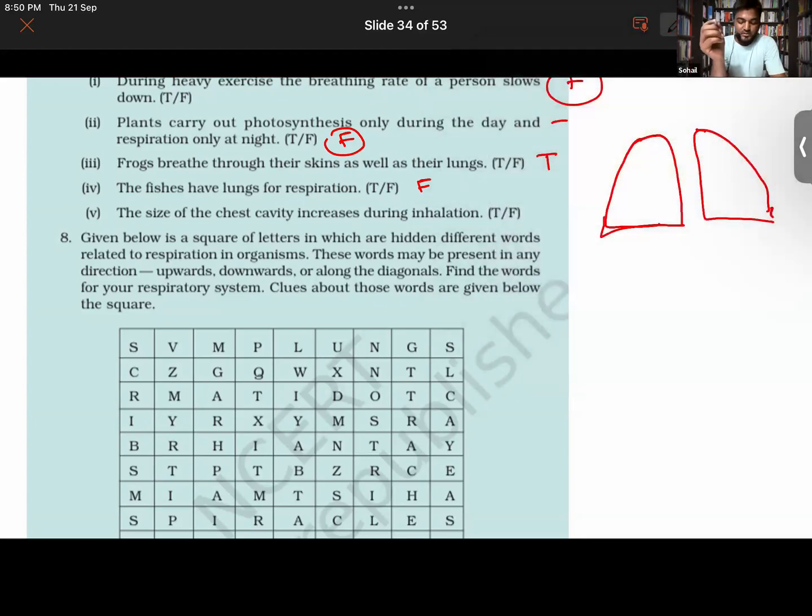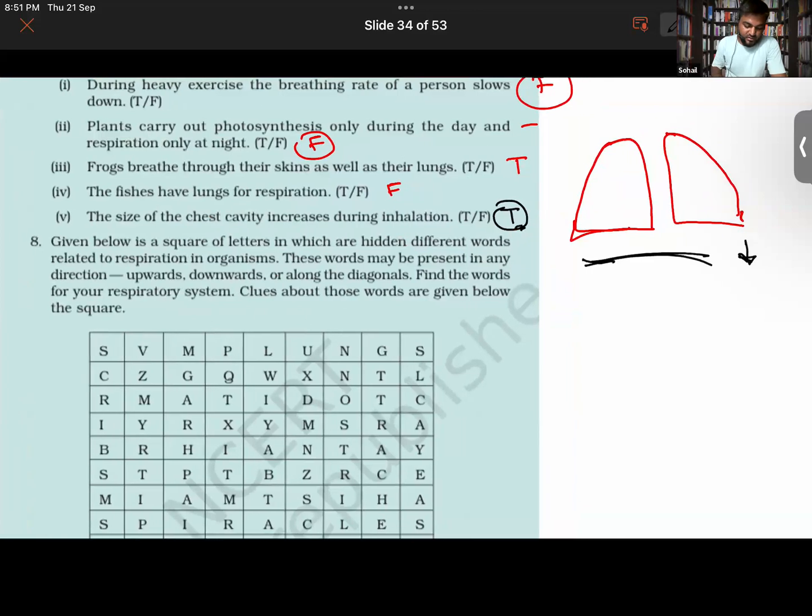The size of the chest cavity increases. In inhalation, we inflate our ribs, allowing the lungs to expand, and the diaphragm lowers down, thereby increasing the chest cavity, so more air enters our lungs. So that statement is true.